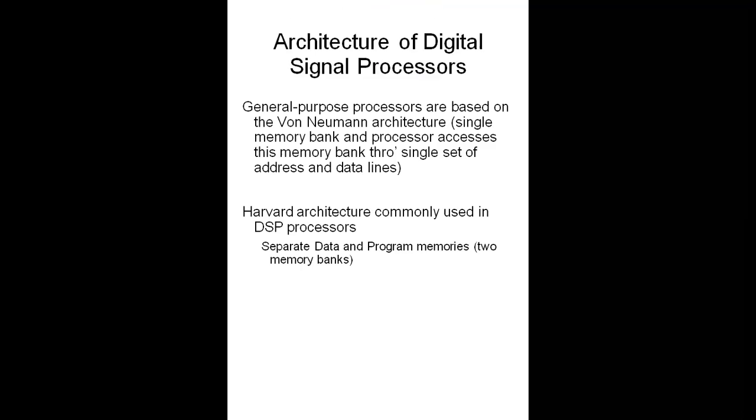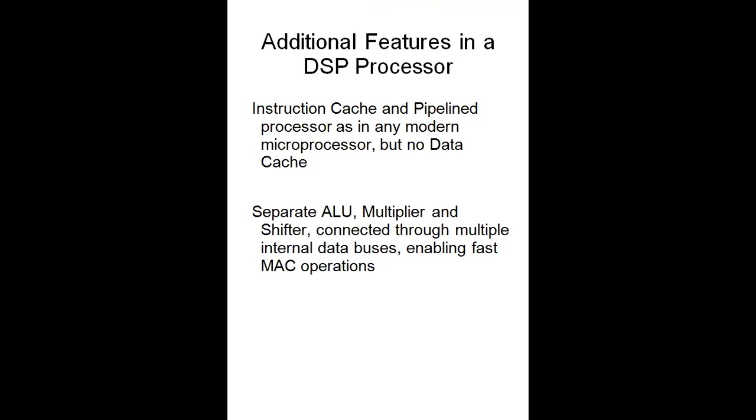The hardware architecture commonly used in DSP processors has separate data and program memory. So we'll have two memory banks, with separate address buses for data and program memories. Additional features in DSP processors are instruction cache and pipelined processing as in many modern microprocessors, but no data cache. There are a separate ALU, multiplier, and shifter connected to multiple internal data buses, which enable fast MAC data operations.